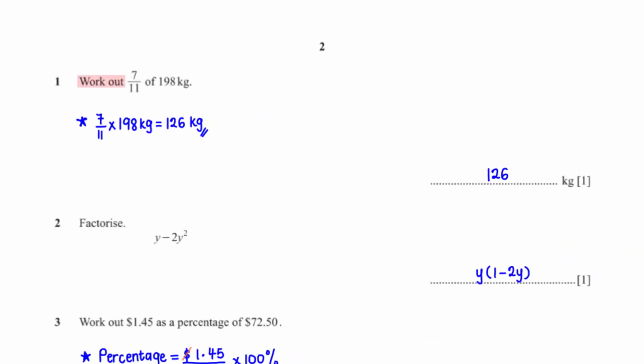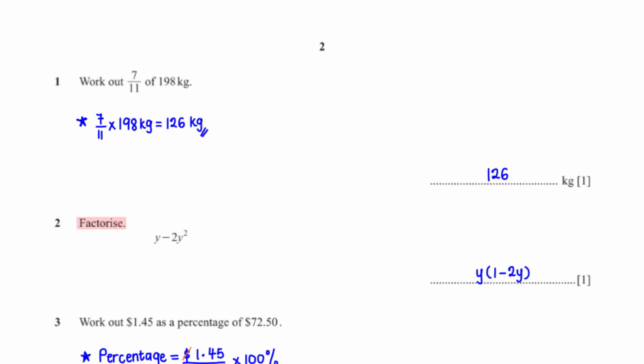Work out 7 over 11 of 198 kilograms. The "of" means multiplication, so 7 over 11 times 198 kilograms gives us 126 kilograms.